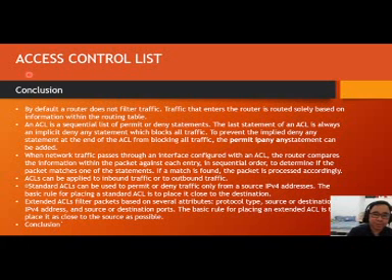Now we go to the conclusion of the access control list. By default, a router does not filter traffic. Traffic that enters the router is routed solely based on information within the routing table. An ACL is a sequential list of permit or deny statements. The last statement of an ACL is always an implicit deny statement, which blocks all traffic. To prevent the implied deny any statement at the end of the ACL from blocking all traffic, the permit ip any any statement can be added.